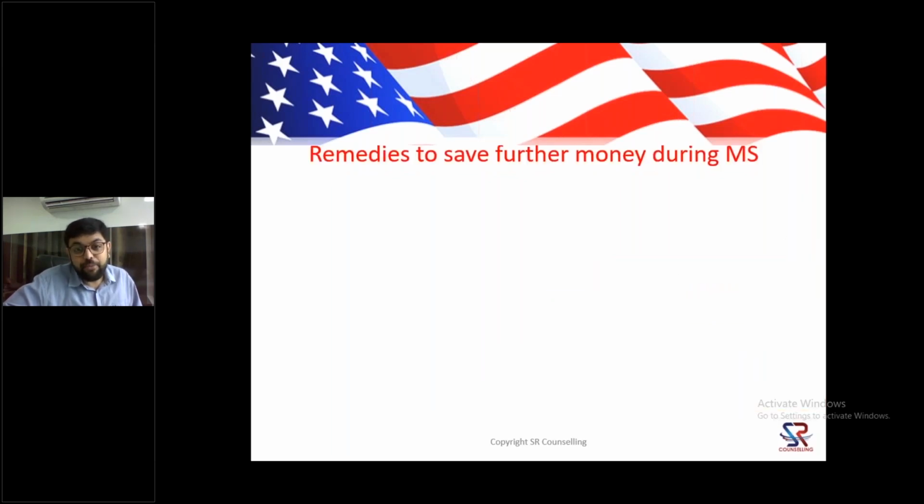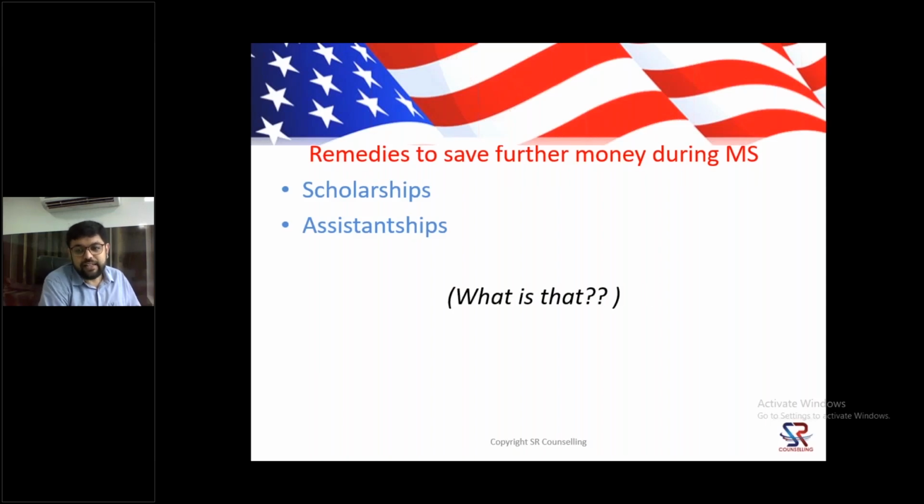Is there any possible way to save further money when I'm spending so much? The answer is yes, of course. How? We have options of scholarships and assistantships. Now, what is that? See, I think most of you understand what scholarships are, so I'm not getting into the details of that. Ideally, the top 15-20 schools, unless your profile is exceptionally great, would refrain from giving scholarships.